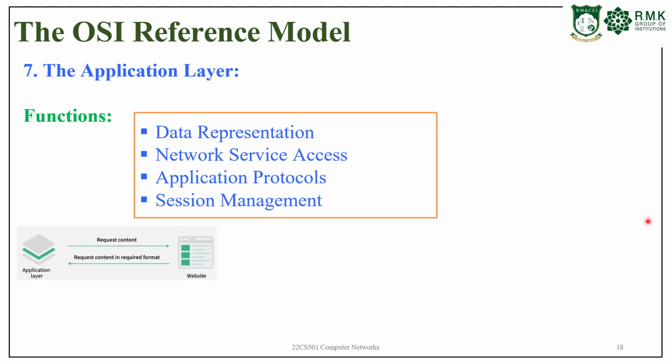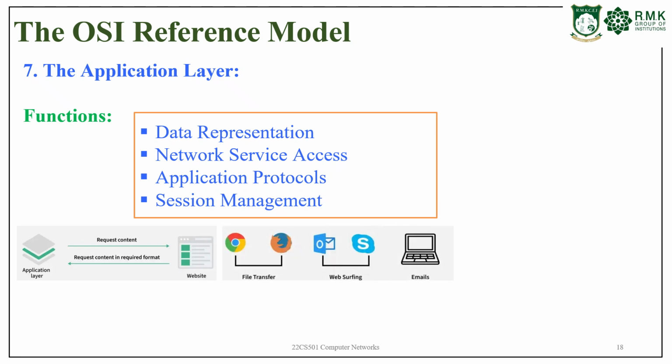Here you can observe the data representation. First it makes a request, and then it responds to the particular request. And then you have the network service. What kind of network service? Whether it is a file transfer, or browsing the internet, or sending emails. All these kinds of services make up the network access service.